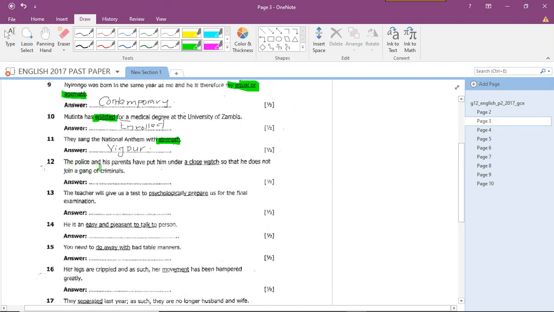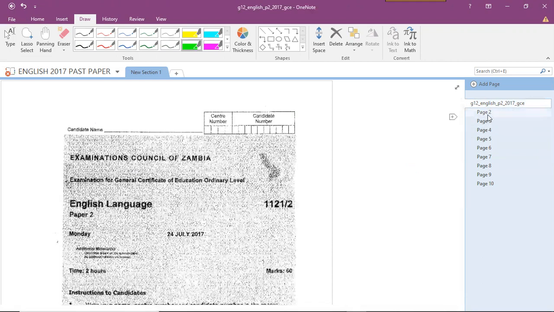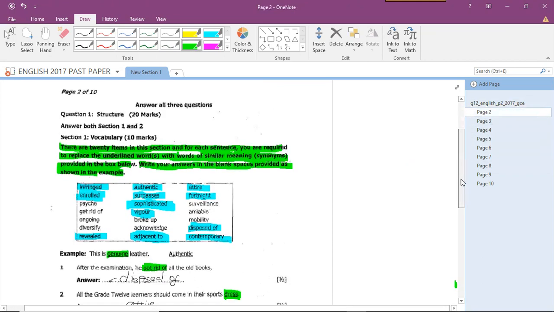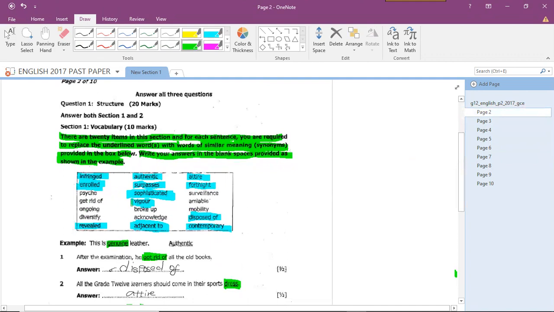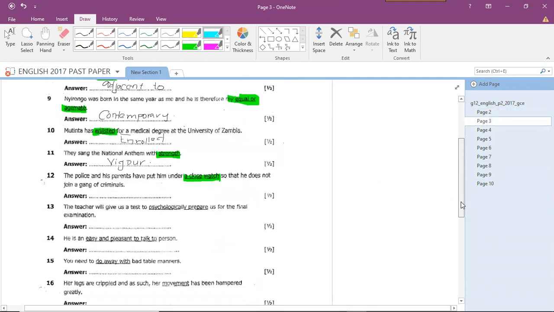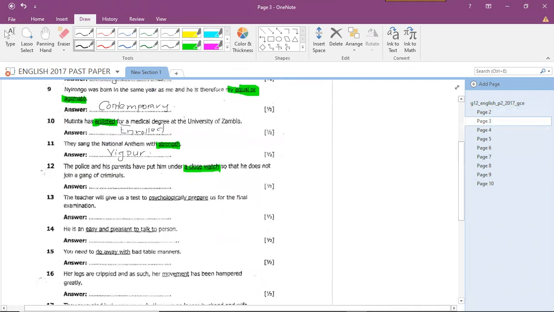So the police and his parents have put him under a close watch so that he does not join a gang of criminals. So here we're looking for a word that's a close watch. I think it's surveillance. Close watch is very synonymous with surveillance. Because we have a few words now, it's easy to pick out which words should be the correct answer. So here it's surveillance. So we're going to put our answer right here, and we'll say surveillance.